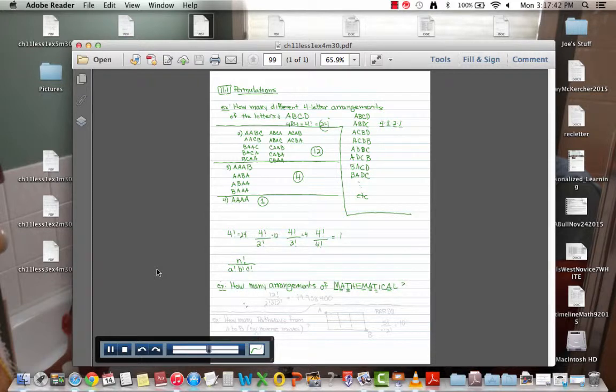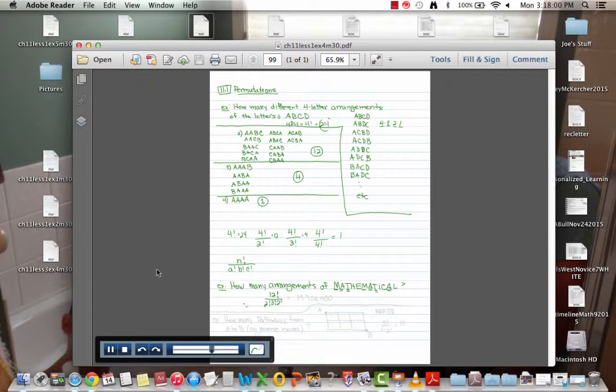We're asked how many arrangements would there be of all the letters in mathematical. Now that's a big word, you've got to count them up. 1, 2, 3, 4, 5, 6, 7, 8, 9, 10, 11, 12. So we start off with 12 factorial. If all the letters were different, the answer would be 12 factorial. But if I take a closer look, they definitely aren't all different.